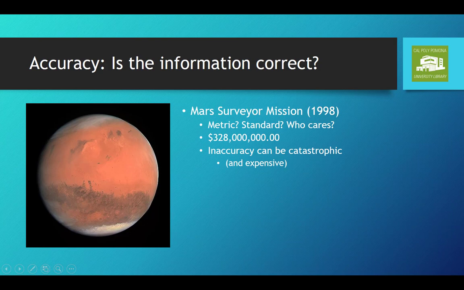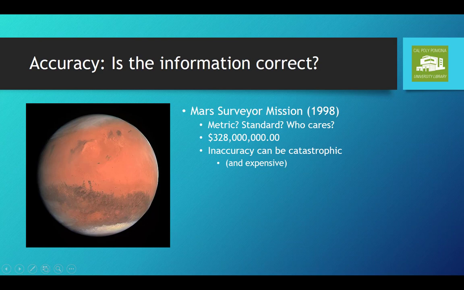When we ask about accuracy, what we're asking is, has this information been collected correctly, or are the facts or data presented being interpreted correctly? Accuracy is crucial, and inaccuracy can be expensive and catastrophic. As an example, consider the case of the Mars Surveyor probe in 1998. This NASA mission planned to send a spacecraft to Mars that would orbit the planet taking topographic measurements of the surface.